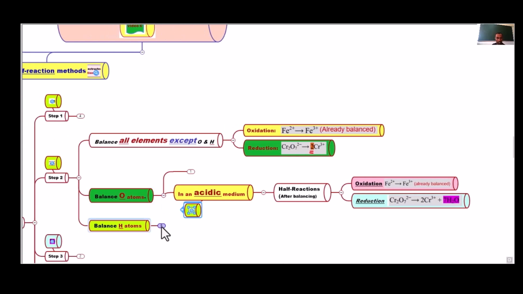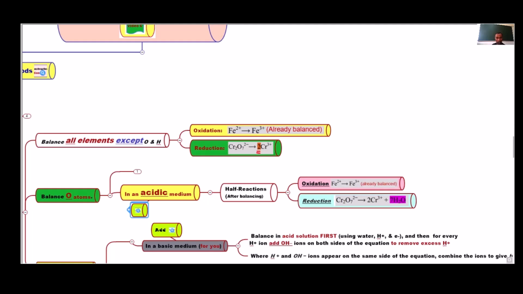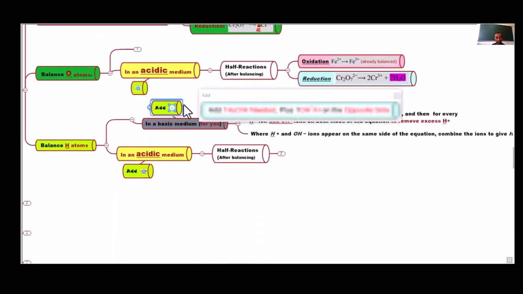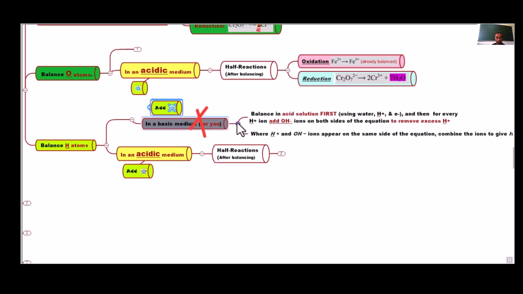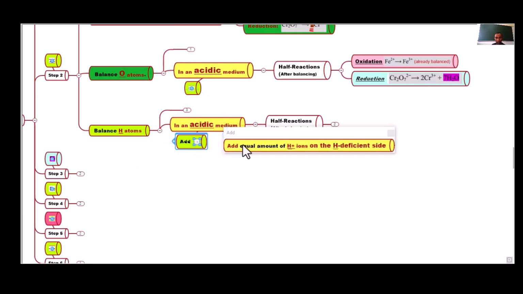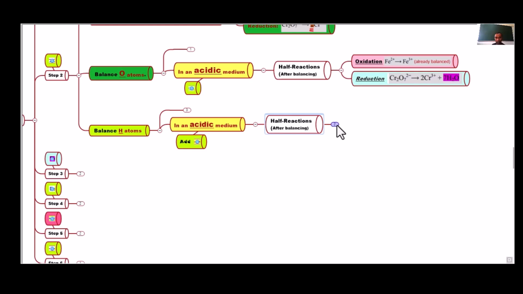To balance hydrogen in basic media, add 1 mole of water for each hydrogen needed, and then add 1 hydroxide ion per hydrogen on the opposite side, but this is also for you. In acidic media, to balance hydrogen, add an equal amount of hydrogen ions on the hydrogen deficient side. Now let us see the half reactions.